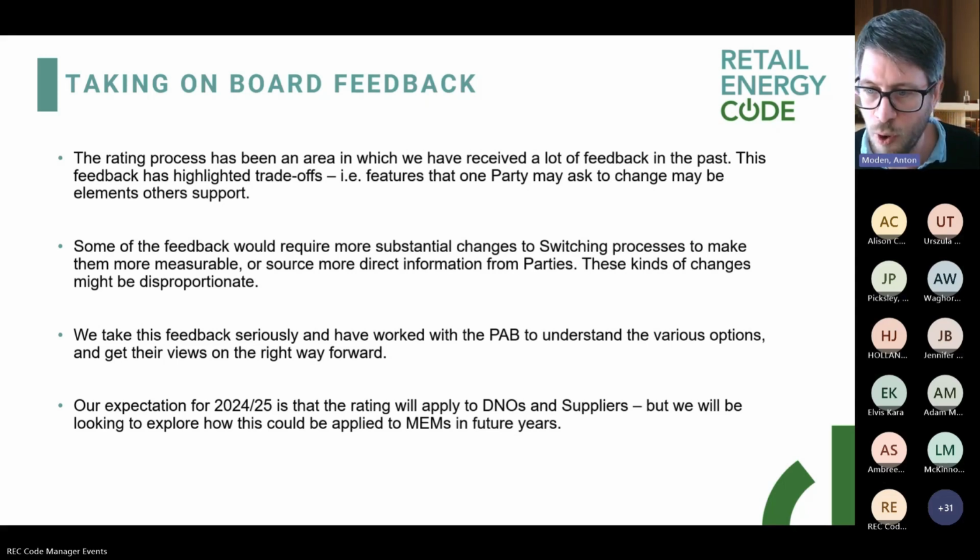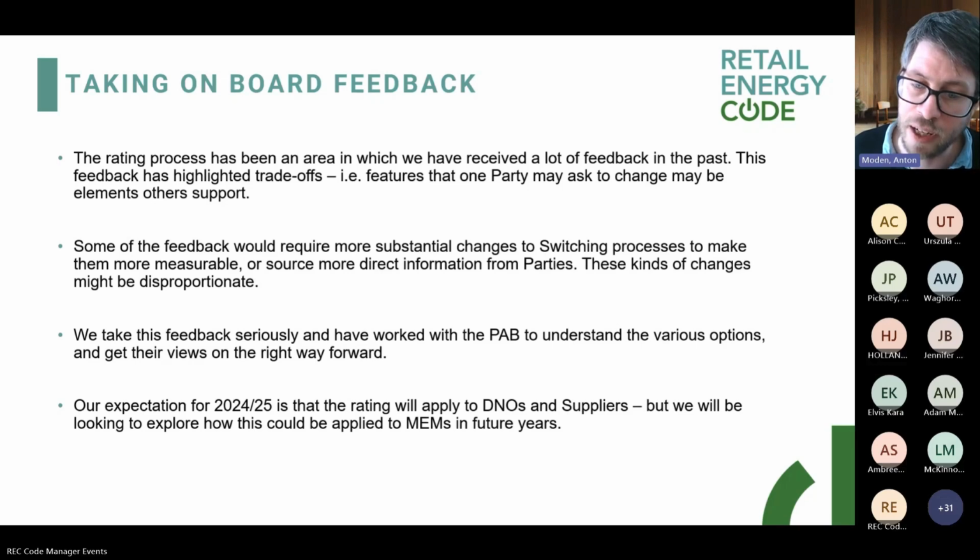Some of the feedback would require substantial changes to switching processes, and that doesn't feel right. That feels like perhaps the analogy is the tail wagging the dog. We shouldn't be trying to re-engineer the processes to make an easier annual rating or a more powerful annual rating of some description. That felt disproportionate to us. But we do take this feedback very, very seriously. We've worked with the PAB to understand some of the various options and start to prune the wide array of possibilities that are out there.